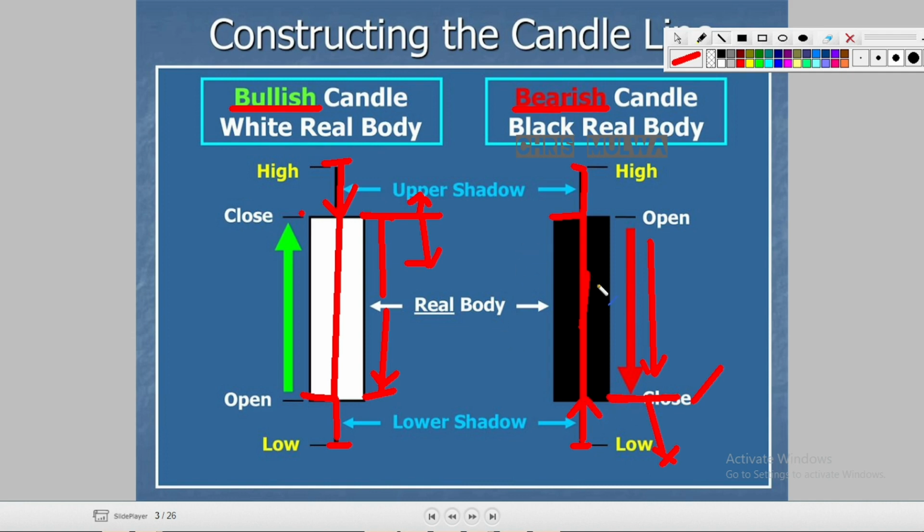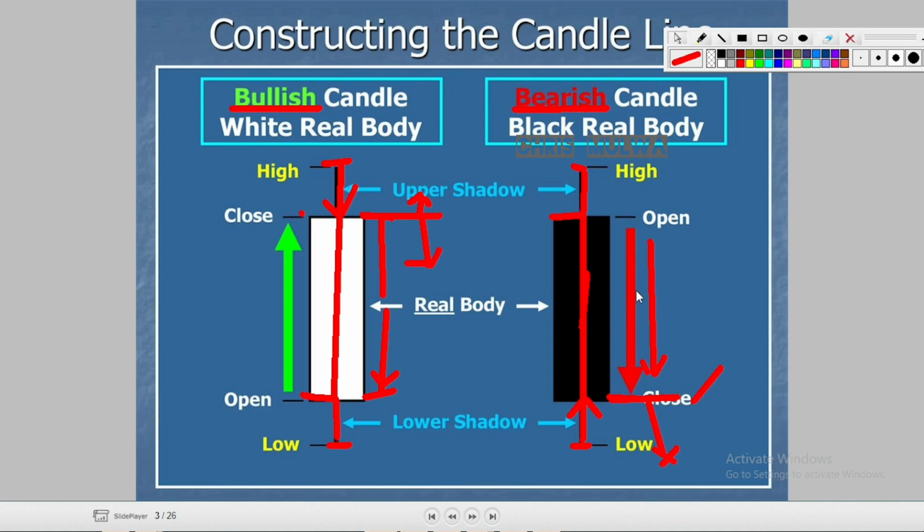These are the real bodies, the white and black. In some cases we set them as green, the lime green, and the red. Okay, are you getting that? So that is how the candle is formed. If we can go to the real market, I will explain using the real market.